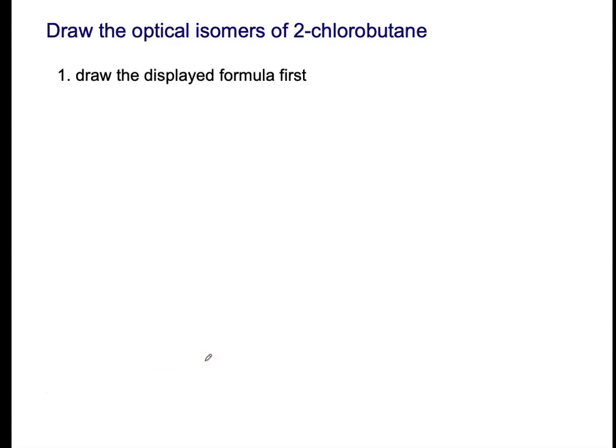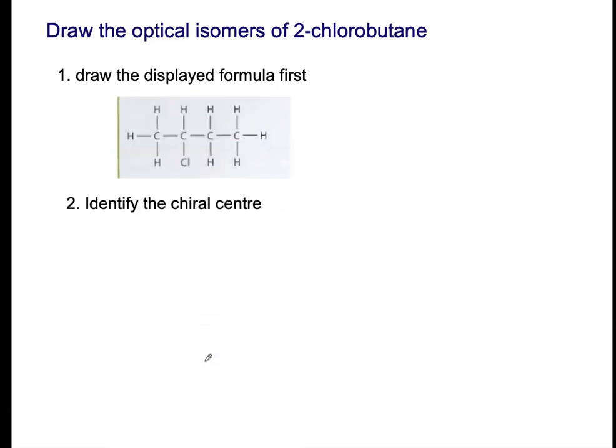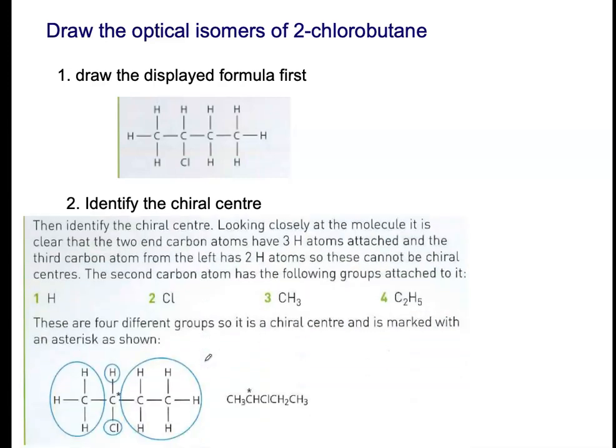Okay, how do we draw it? Draw the displayed formula first. Identify the chiral centre. This is taken from a note which is accompanying these slides. Identify your chiral carbon. Please have a read of this in your own time, and then draw the isomers.